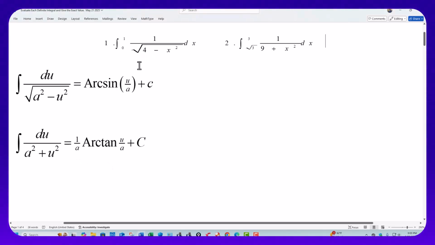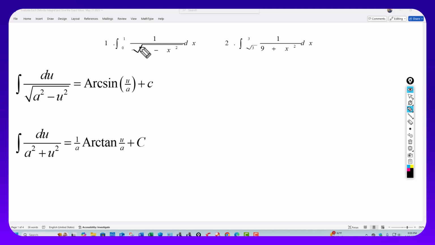So for the first one, we look at this formula here. The integral of anything in the form du over the square root of a squared minus u squared has a value for that integral of arcsine of u over a plus a constant. So look at the square root expression here in the denominator for the first one. Have a 4 there. That corresponds to your a squared. Got a minus. Then we have u squared. The x then, in this case, we don't have to actually set up a u substitution because you can say the x is u. If I let u equal x, then dx would be du.